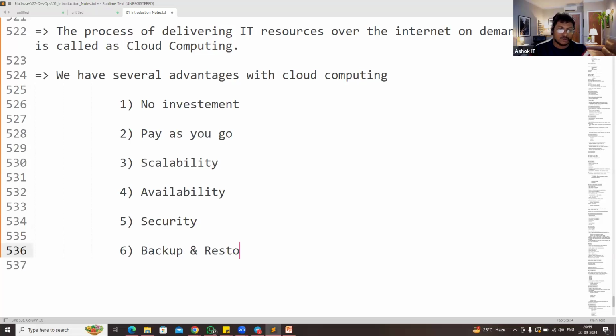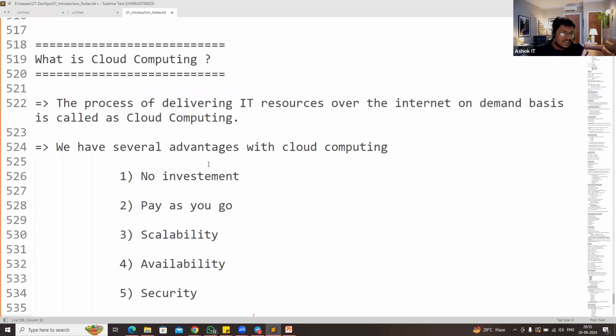Backup, restore, they will provide. Okay. So when you go for cloud computing, these are the benefits available. You need not do any investment. Whatever you use, you pay for that. Cloud computing works based on the pay as you go model. Scalability will be available. Availability will be there. Security they will provide for your data, and backup and restore facility will be available for your data. And storage. Okay. How much data do you want to store? You can store it. Unlimited storage will be available for you from cloud computing.